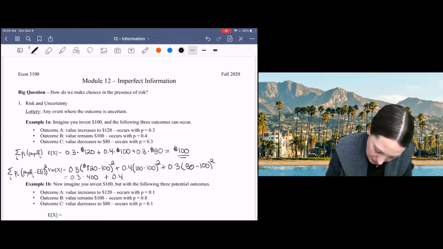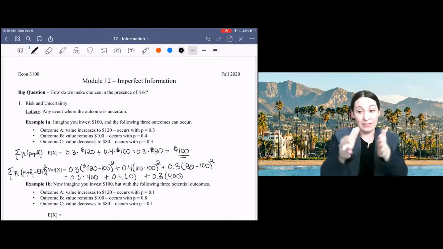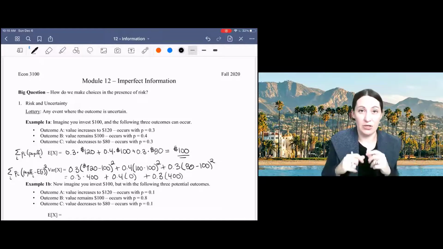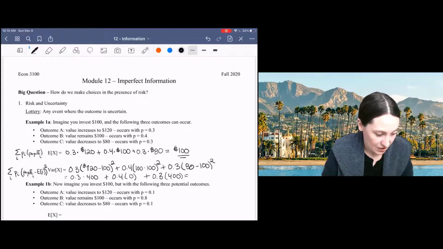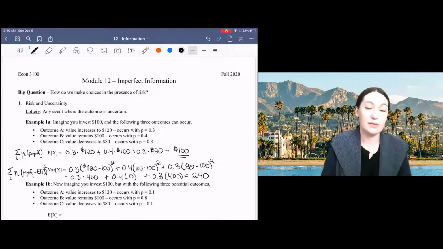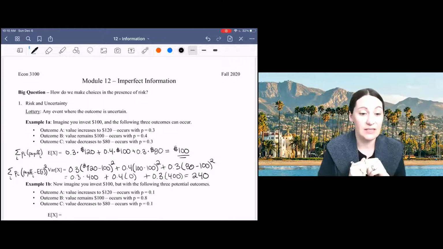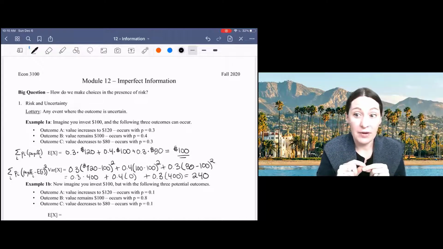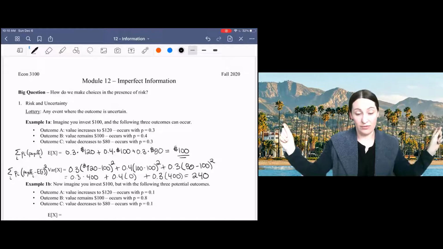Okay, so then here, we're going to get 0.3 times 20 squared, which is 400, plus 0.4 times 0, plus 0.3 again times 400. So you can see, right, even though 120 is bigger than 100 and 80 is smaller than 100, they're the same distance from 100, so they give us the same term in that variance calculation. Okay, so then if you plug that into your calculator, that's going to give you 240 for your variance. Okay, so this is, again, a measure of how wide the distribution of outcomes is. And that's going to depend both on the probability of outcomes that are far from the distribution and how far they are from the distribution.